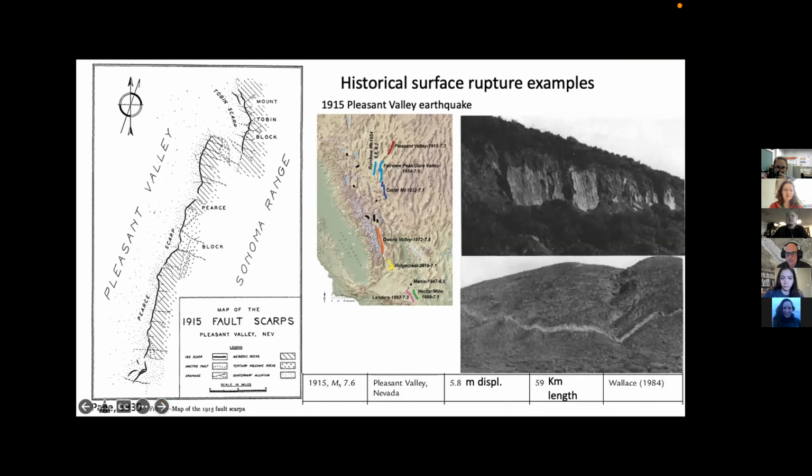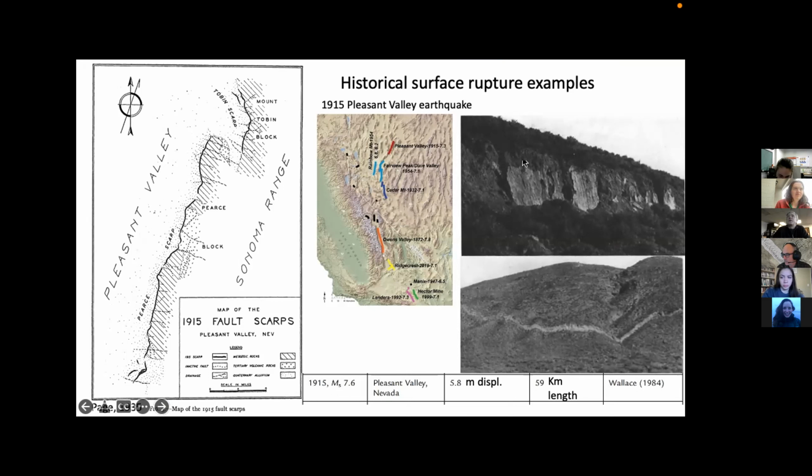But just here's the 1915 Pleasant Valley rupture in north central Nevada. Here's the map, and it's here in red. One of the northernmost ruptures of a string of ruptures that's known as the Central Nevada seismic belt. So all magnitude 7 earthquakes, all in historic time. But I just want to focus. This is what some of the geomorphology looks like when we get a fresh rupture.